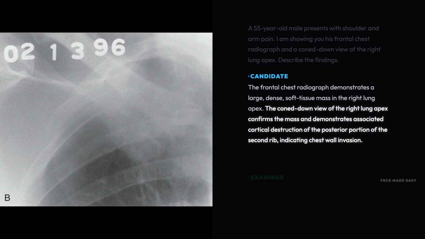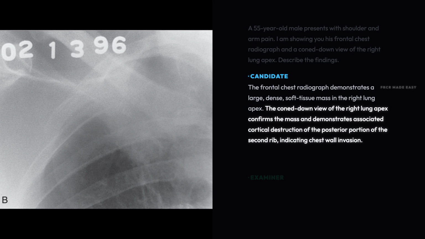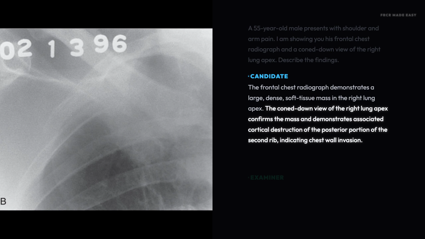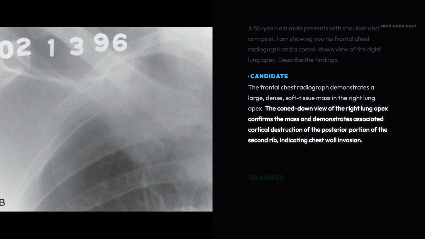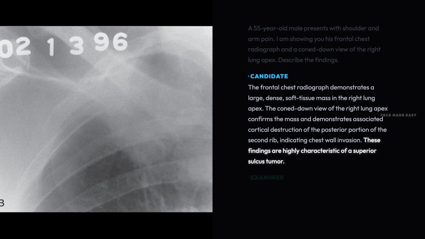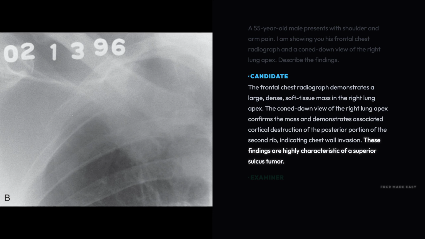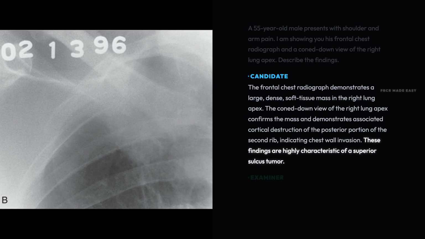The cone-down view of the right lung apex confirms the mass and demonstrates associated cortical destruction of the posterior portion of the second rib, indicating chest wall invasion. These findings are highly characteristic of a superior sulcus tumor.